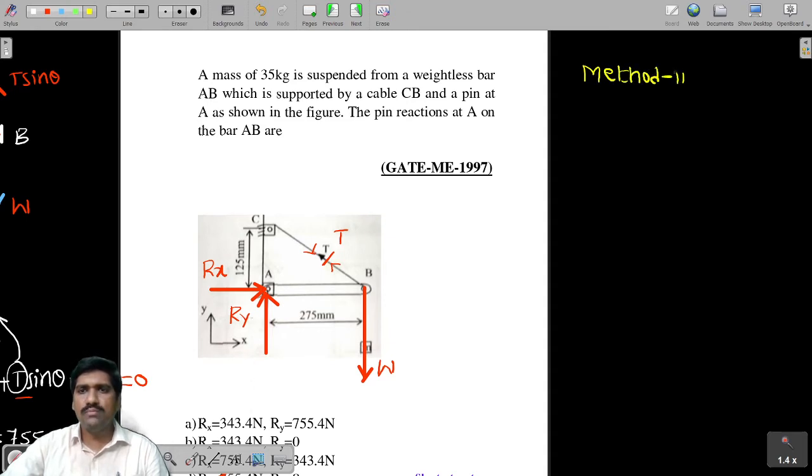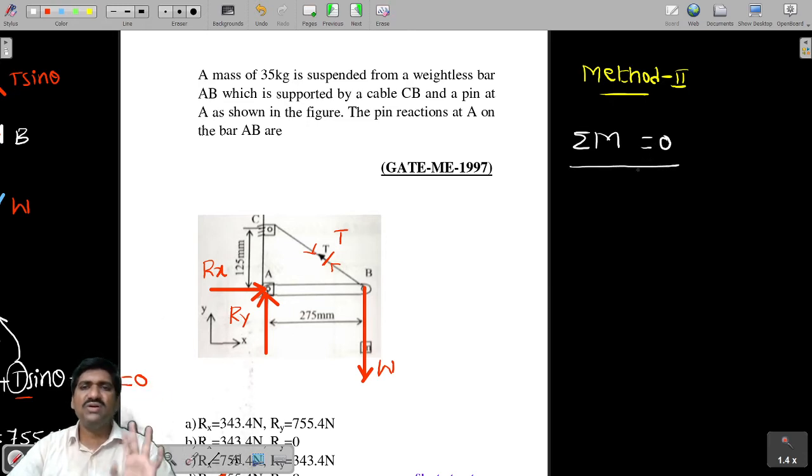Method number two. In this method, I will first apply the summation of moments about a point equal to 0. You have to say which point: will you take the moment center as A, B, or C?